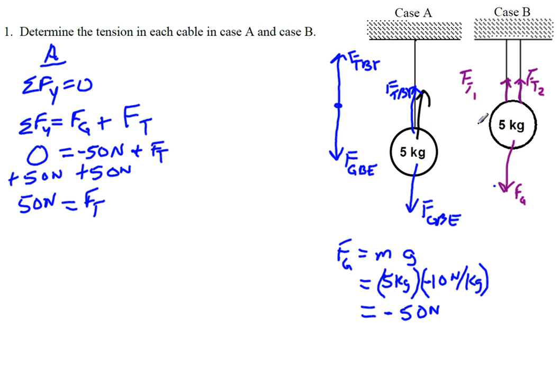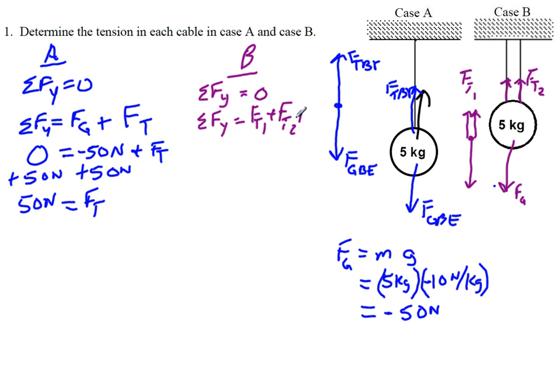If I'm going to draw this force diagram, I need to have that same downward arrow. My up arrows are actually going to be half the size, approximately half of this one, because in case B, I still need the net force in the y direction to be 0, which means I have to have Ft1 plus Ft2 plus Fg.